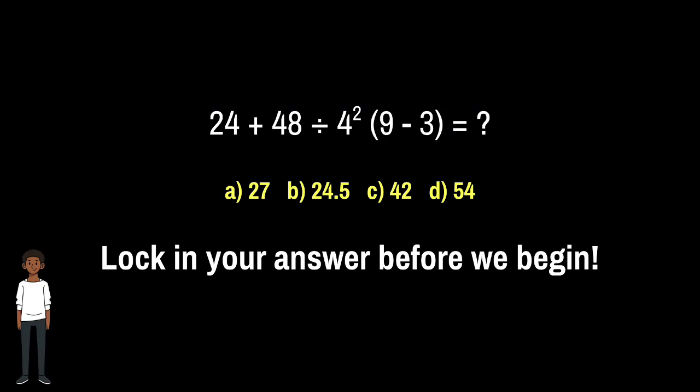If we have the expression 24 + 48 ÷ 4² × (9 − 3), what is the correct answer? Depending on how you approach the order of operations, you might end up with wildly different answers, like 27, 24.5, or 42. In this video, we're going to dissect the incorrect ways most people solve this, uncover why those mistakes happen, and master the exact rules needed to get the right answer every single time.